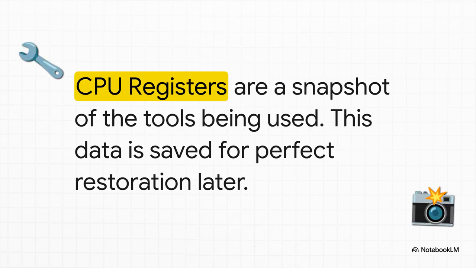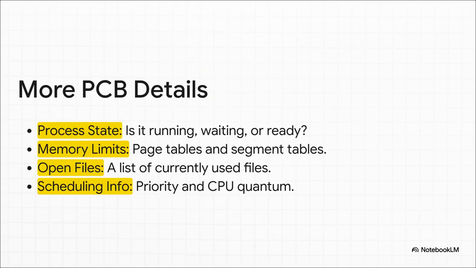And what about the tools? Well, think of the CPU registers as the specific pots, pans, and whisks the chef was using for that one dish. When the OS needs to switch tasks, it takes a quick snapshot of all these values, saves them in the PCB, so when it comes back to that dish, all the right tools are laid out exactly as they were. But wait, there's more. The PCB also keeps track of the process state.